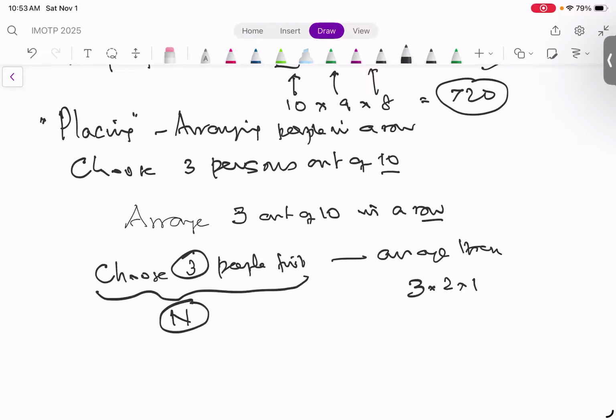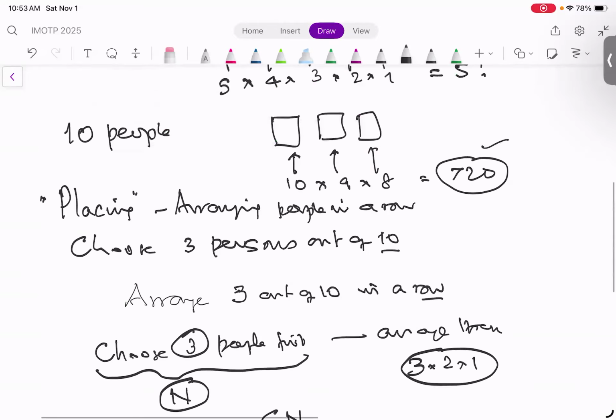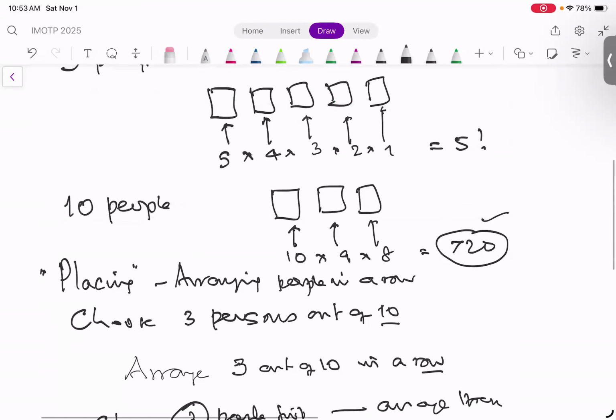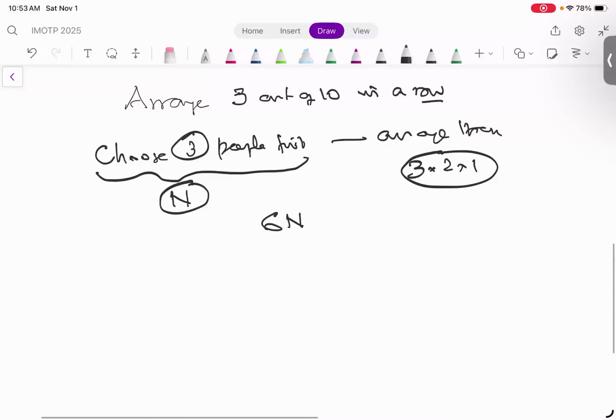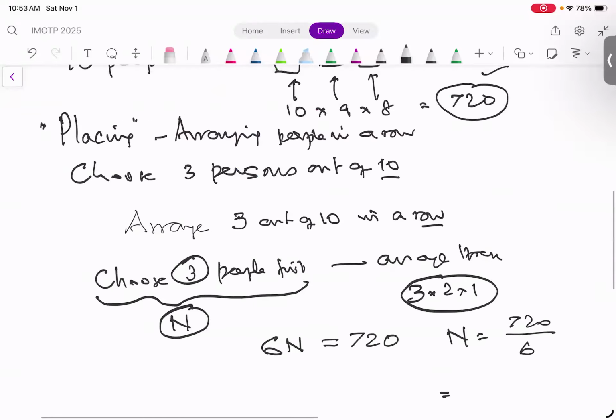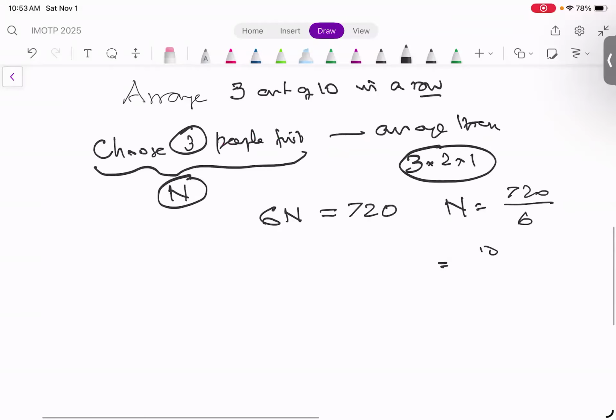So if I choose first and then arrange, the number of ways becomes 6 times n. If I arrange directly, I have 720. So these two should be the same. So I have 720 is equal to 6n. Therefore, n, which is the number of ways of choosing, is 720 by 6, which can be written as 10 into 9 into 8 by 1 into 2 into 3.